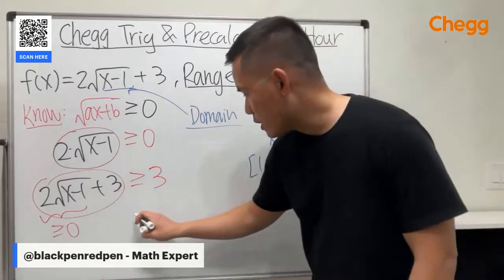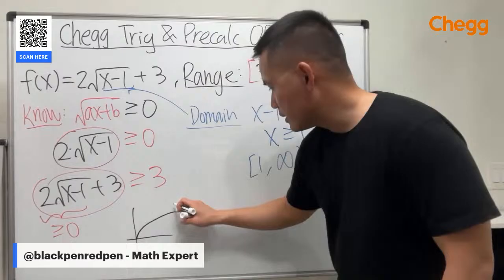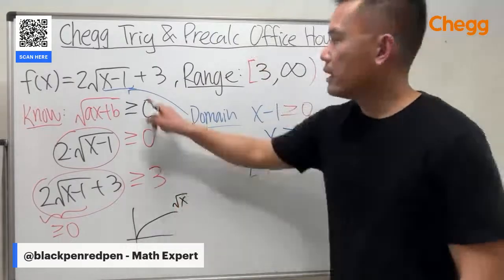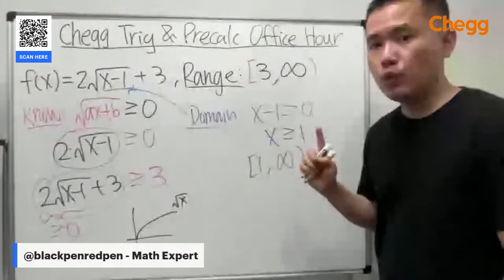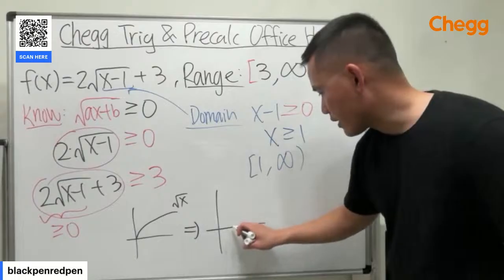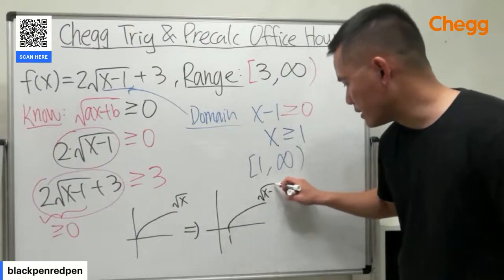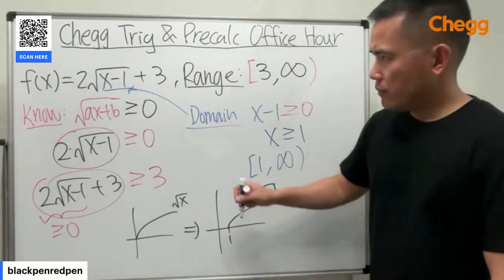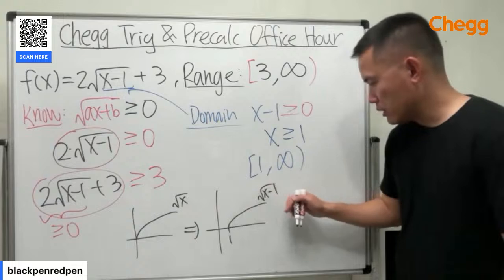You should first know about the square root of x, which looks like this. This is just square root of x. Subtract 1, meaning we are going to move to the right 1 unit. So this right here, we will get something like this, 1 and like this. This is square root of x minus 1. If you multiply this by 2, it's just going to give you a higher y value.